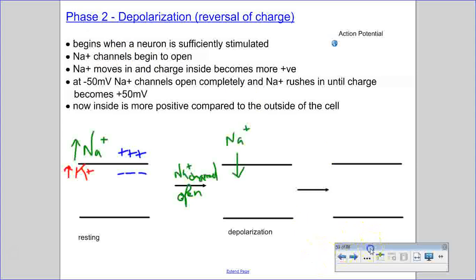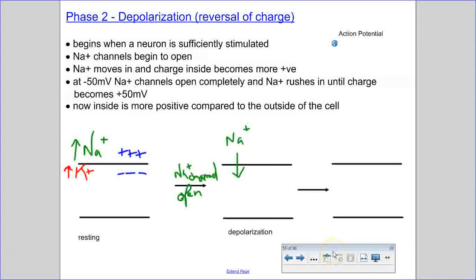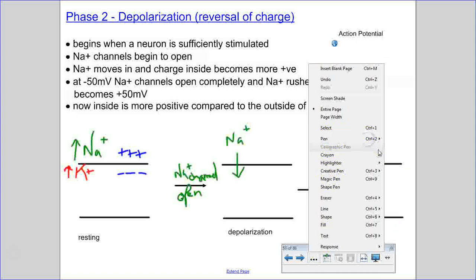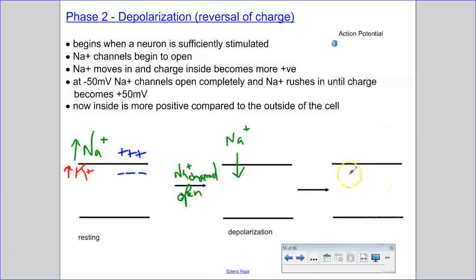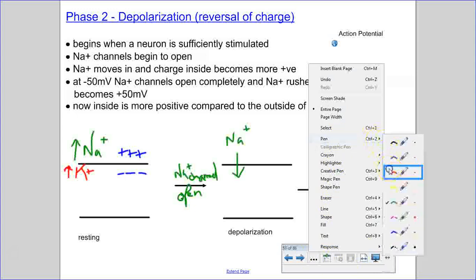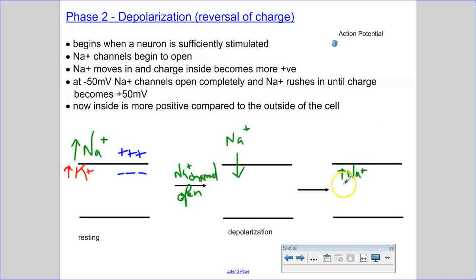So sodium channels have opened. Sodium starts to rush in a little bit, and then all of a sudden it gets to the point where they open wide, and a big rush comes in. So we have lots of sodium on the inside. We also have lots of potassium still on the inside.